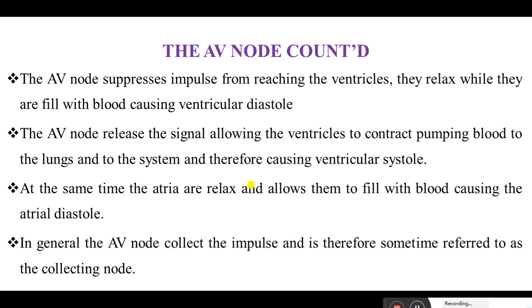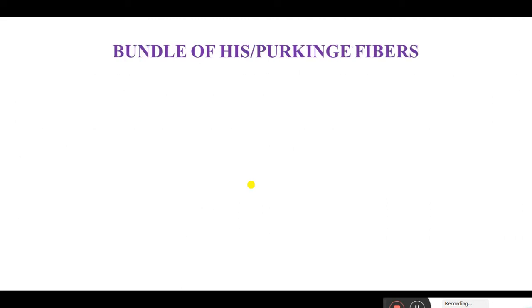So in general, the AV node collects the impulse, distributes the impulse, creates the phases of the heartbeat, and is therefore referred to as the collection node. Let's move to the bundle of His and Purkinje fibers. These are also special nodes that conduct the impulse down through the cardiac septum to the ventricular myocardium to create ventricular contraction.